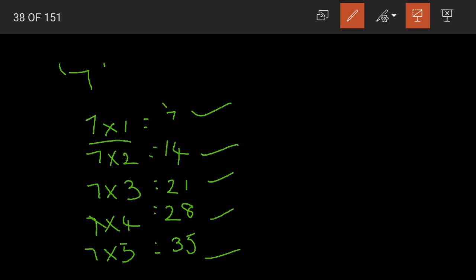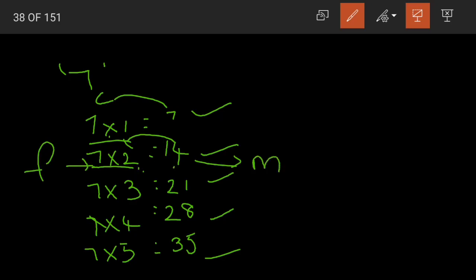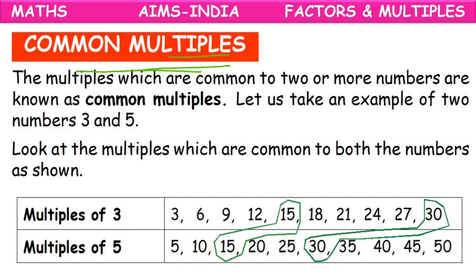And 7 and 1 are the factors of 7. 7 and 2 are the factors of 14. Yes, so the numbers that we are multiplying here are our factors and the product is called our multiple. And this 14 is a multiple of both 7 and 2. Now what was this? This was a brief recall, a brief revision of what are multiples and factors.